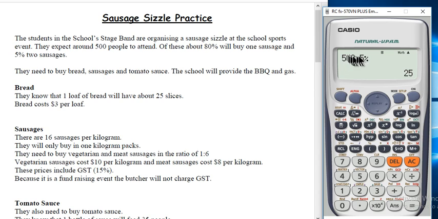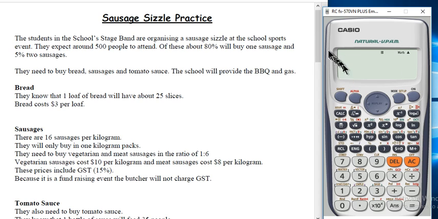But nevertheless, it's an easy way of doing it, multiply by percentages if you don't know how to do that in your head. Okay, but this does have to actually be multiplied by 2, because after you've worked out the 5% of people who buy 2 sausages, and we know there's 25 of them, they're buying 2 sausages. So to get the number of sausages, we would have to multiply that by 2. So there's 50 sausages bought by those people altogether.